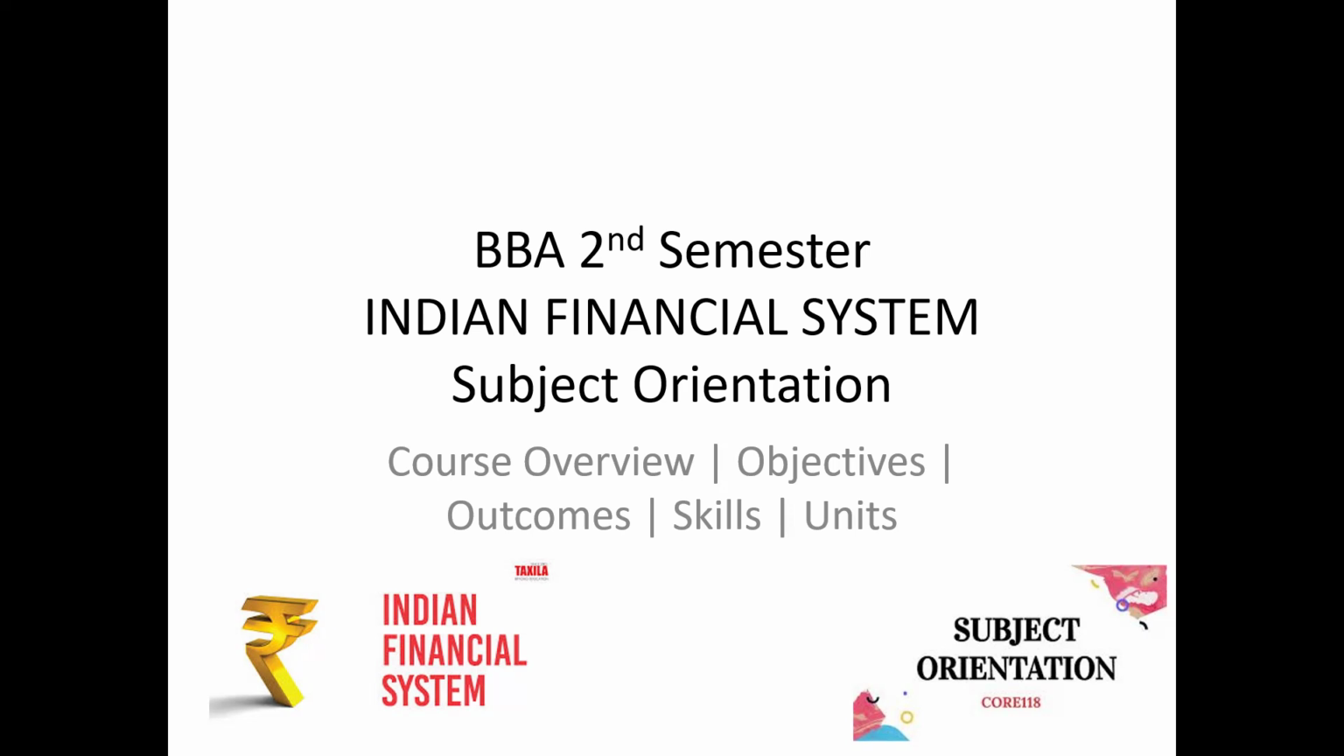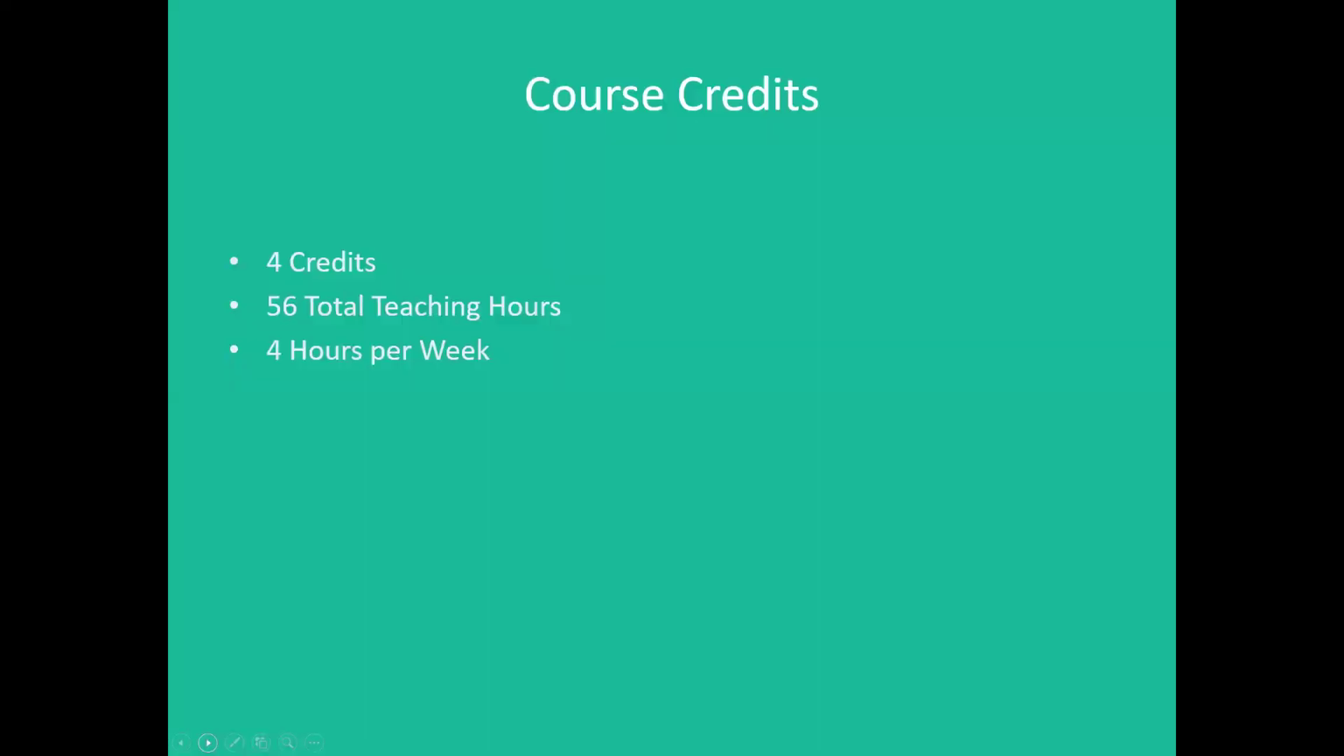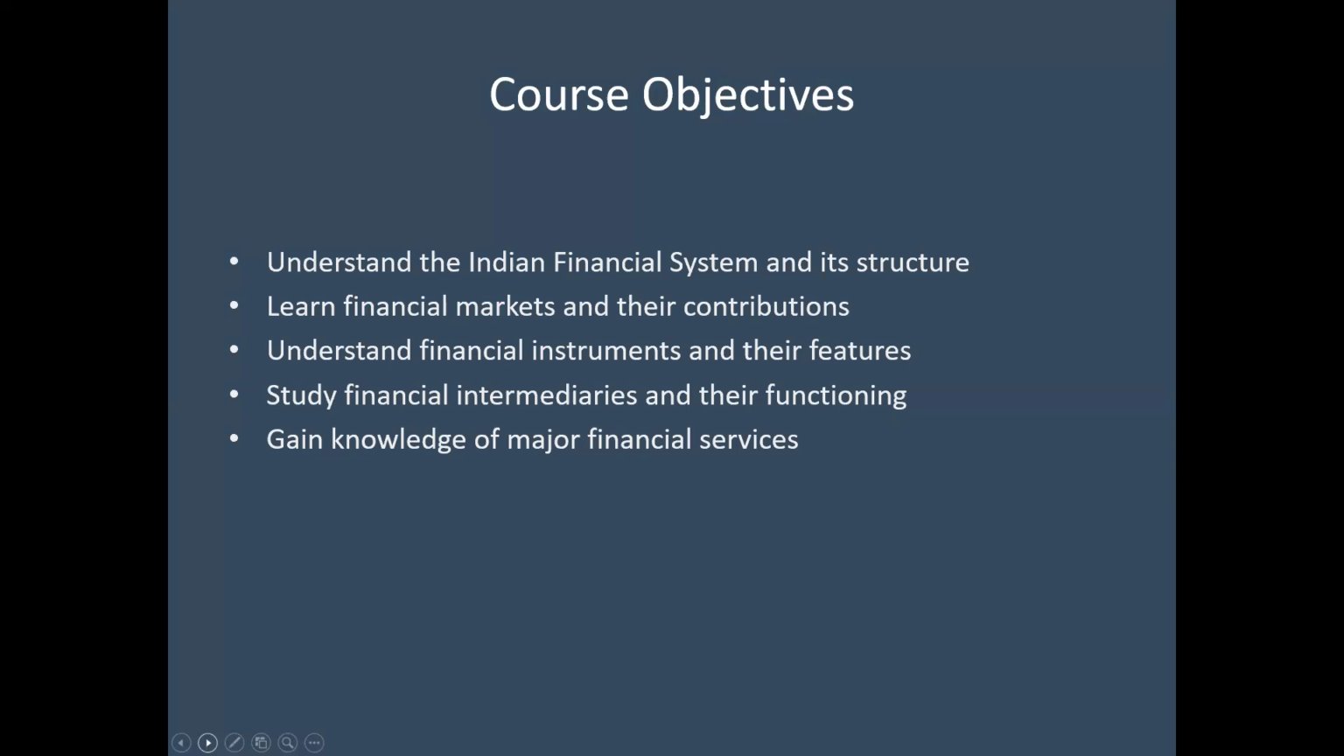We will cover our primary objectives, the learning outcomes you will achieve, the practical skills which you will develop, and a breakdown of all the 5 core units which you will be studying in this semester. This is a comprehensive 4 credit paper. To ensure a thorough understanding of the material, we have scheduled 56 total teaching hours, which breaks down to 4 hours of focused study per week. Let's move on to discuss the course objective.